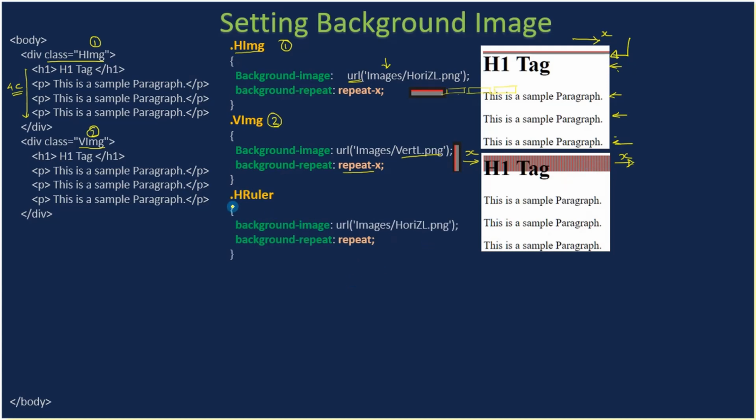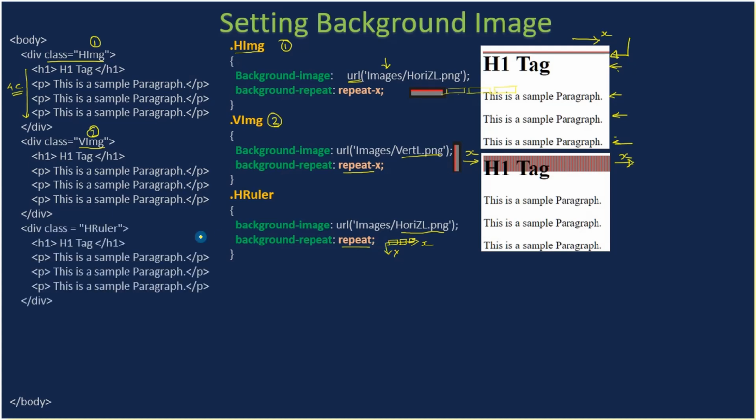So next we defined one more class called hruler. We are using the horizontal L image. This time in the background repeat, we are simply using repeat. That means the image will be tiled in the x direction, then it will be copied in the y direction. So if there are 3 tiles in the x direction, then in the y direction also 3 tiles will be copied. So this is our third rule.